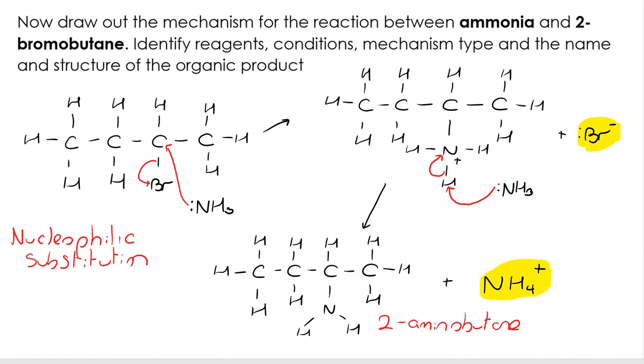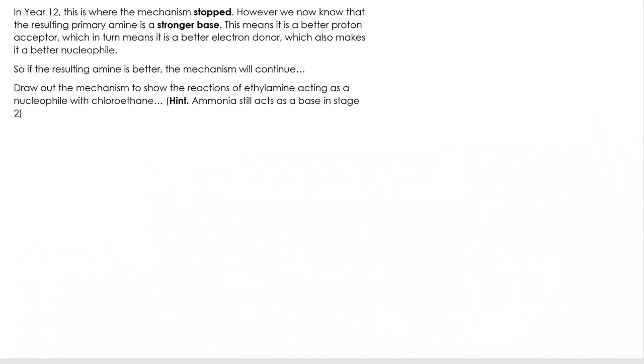The thing is, where we stopped in year 12 is not really the end of this reaction. We actually know from the previous video that primary amines are stronger bases. So that would mean actually the amine we have just made would be an even better proton acceptor. That means it's going to be a better electron donor, means it's going to be a better nucleophile.